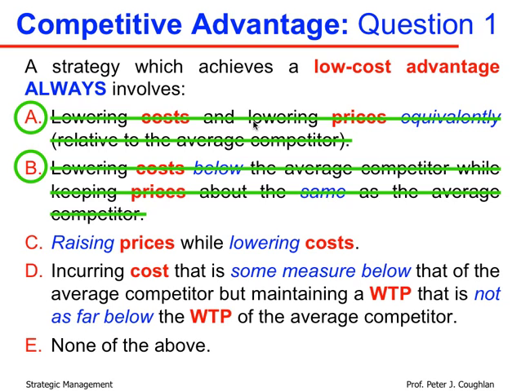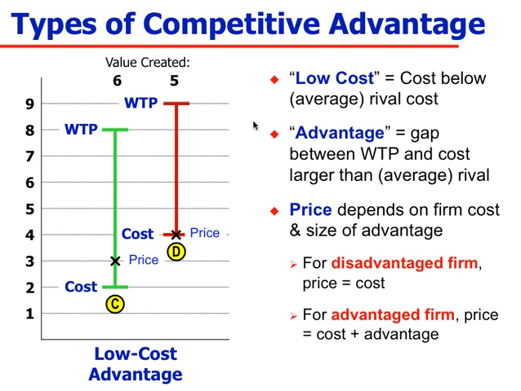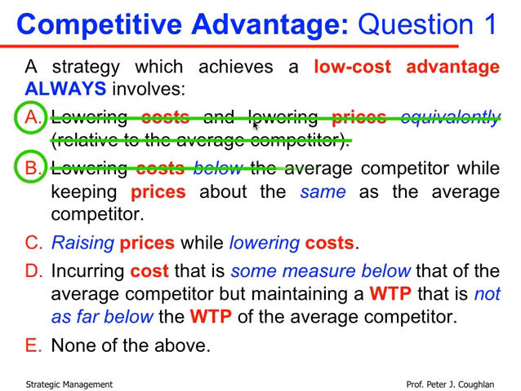But then if you had higher willingness to pay, you would have a dual advantage, not just a low cost advantage. And moreover, typically when you have a low cost advantage, you have a lower willingness to pay than the competitor, as we saw in the example here. So if you kept prices about the same, nobody would buy from you. So again, B, just logically, but also from the diagram, is clearly not something that's always involved in a low cost advantage.